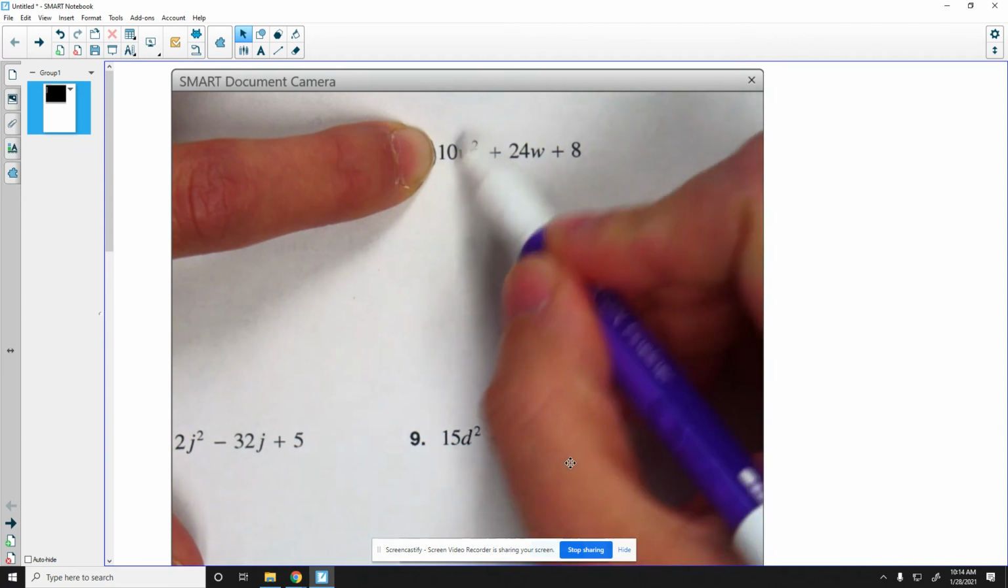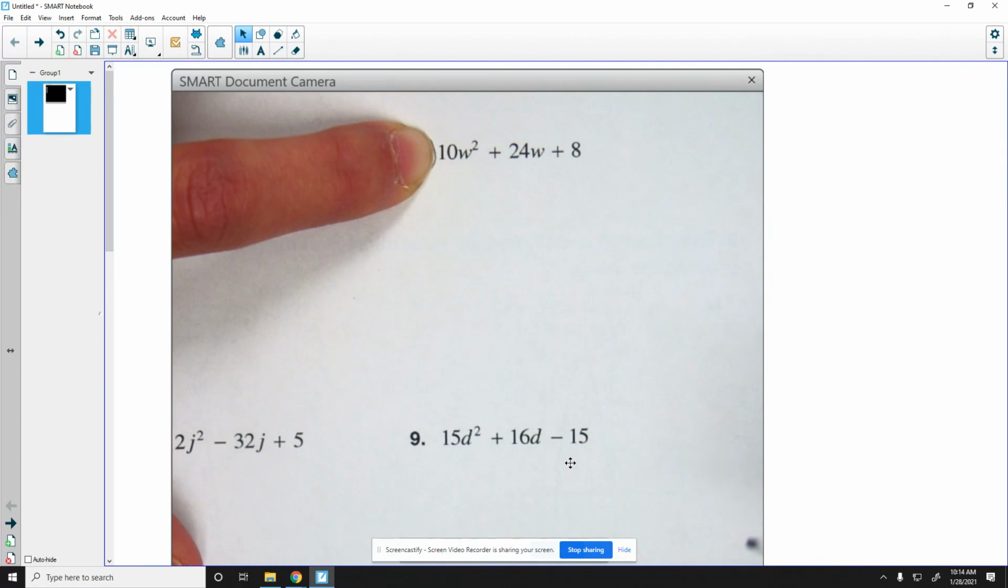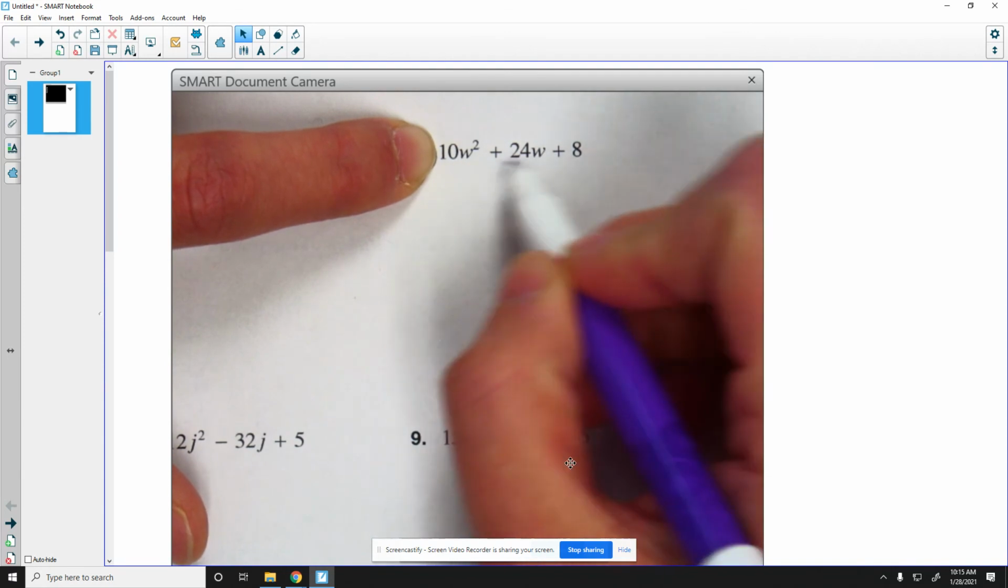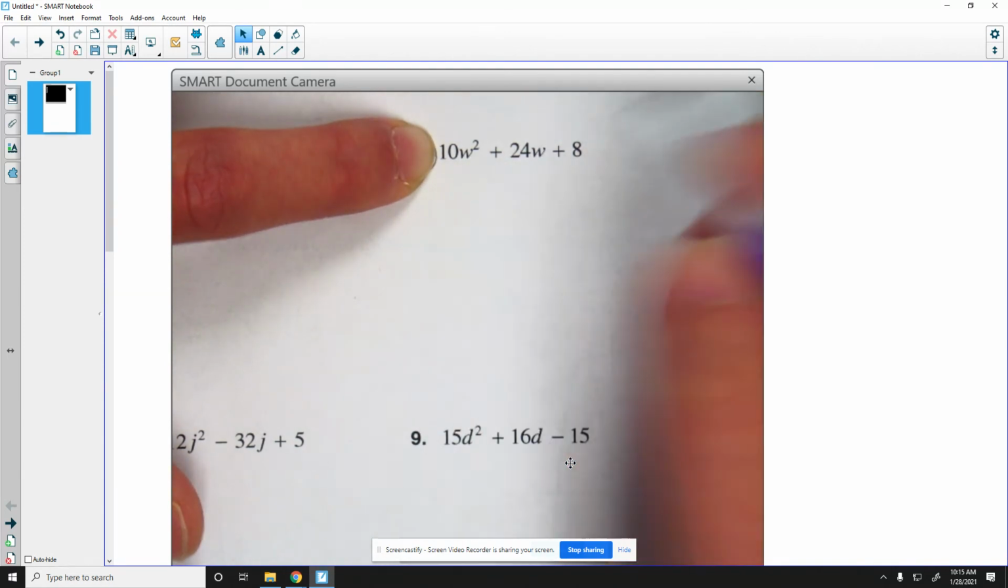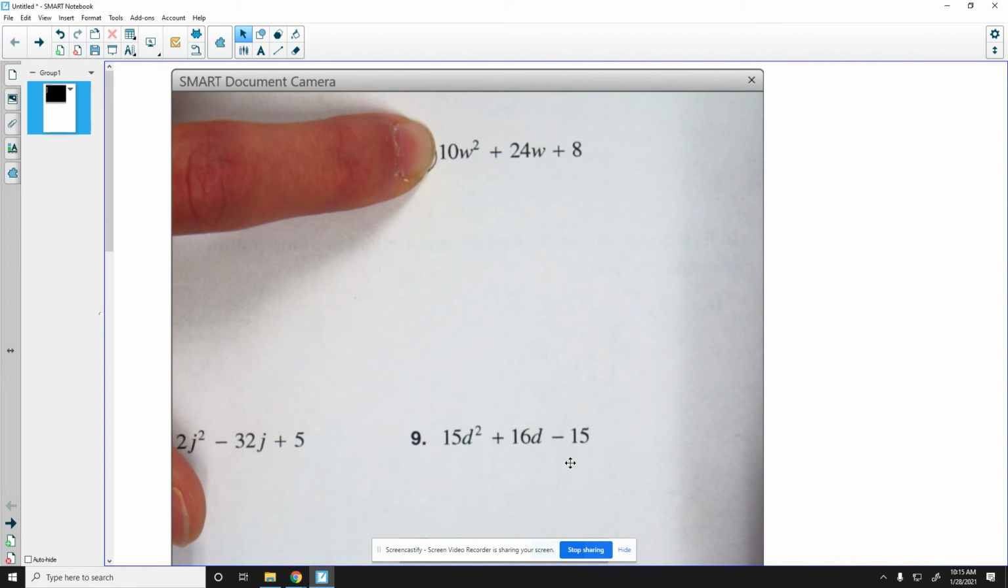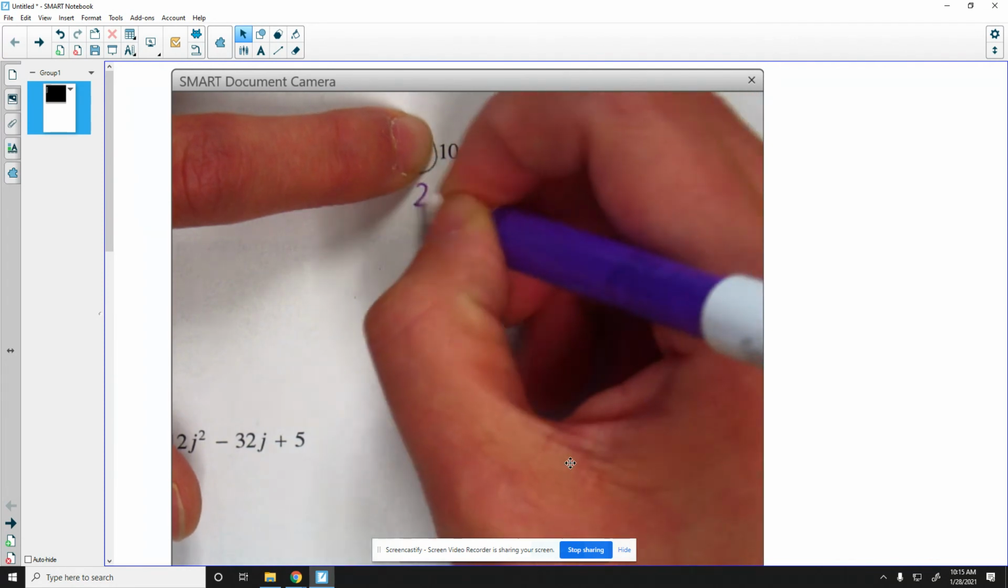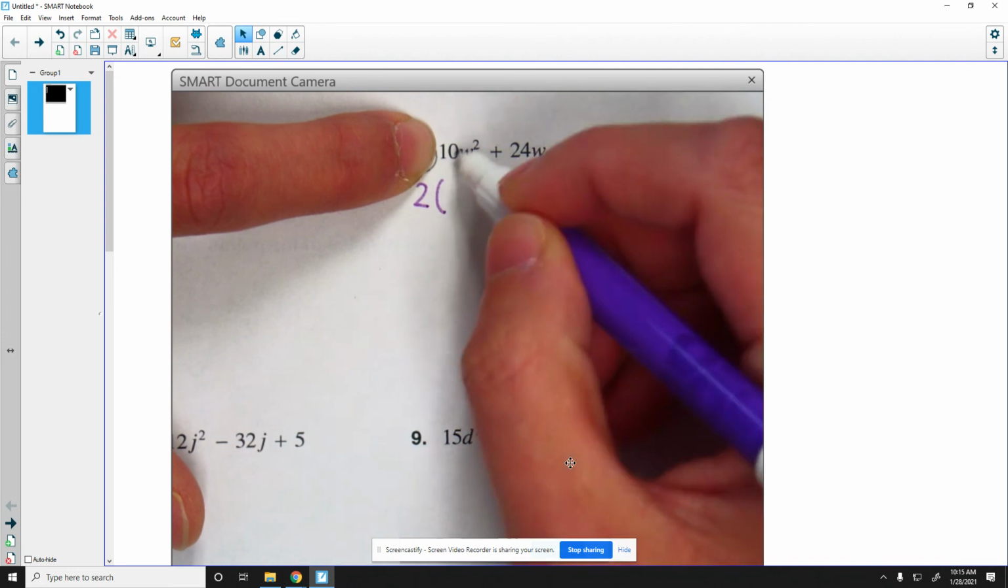So before I do magic numbers, what can I do actually first? No takers? Anyone else online? GCF? GCF. Always see if there's a GCF, and there is. 10, 24, 8. There's a what number? 2. 2. Okay. So let's divide.